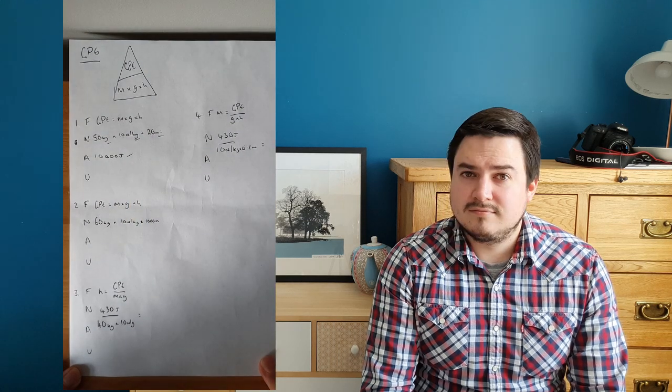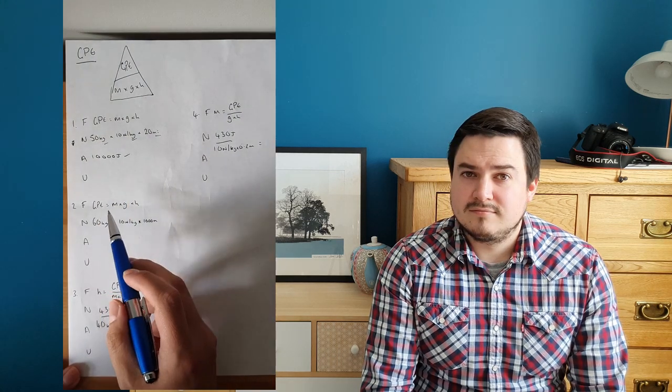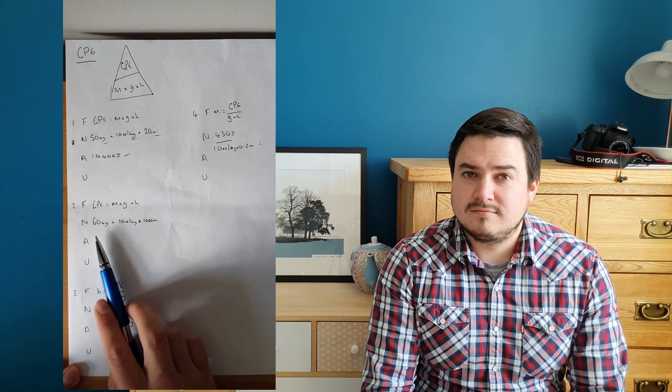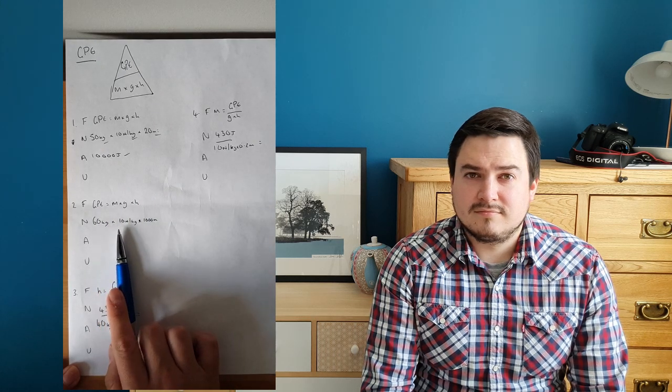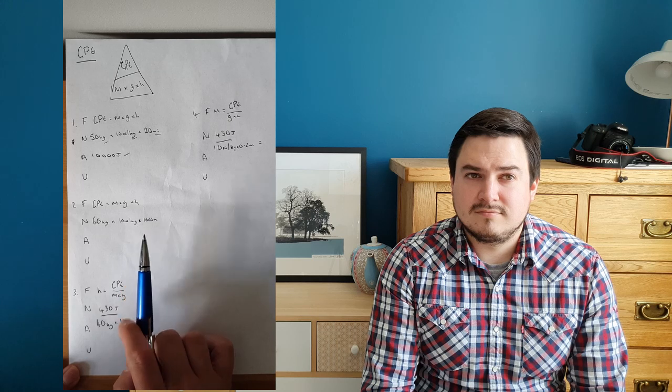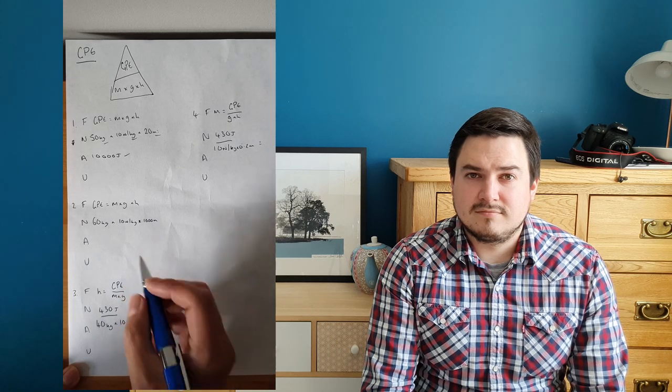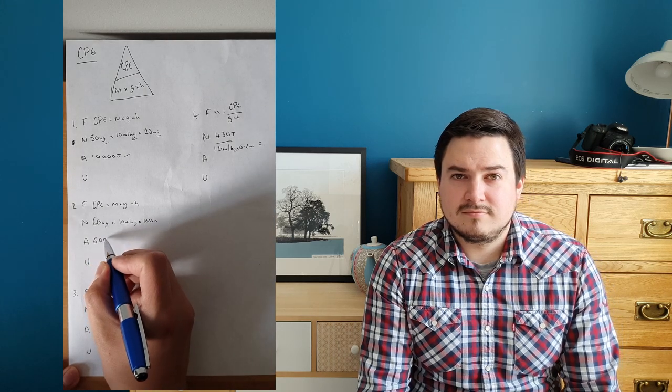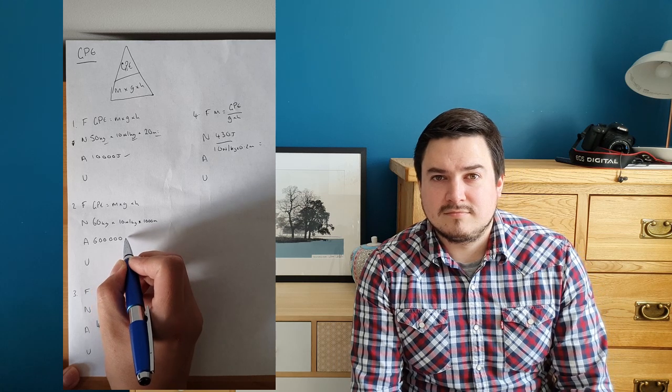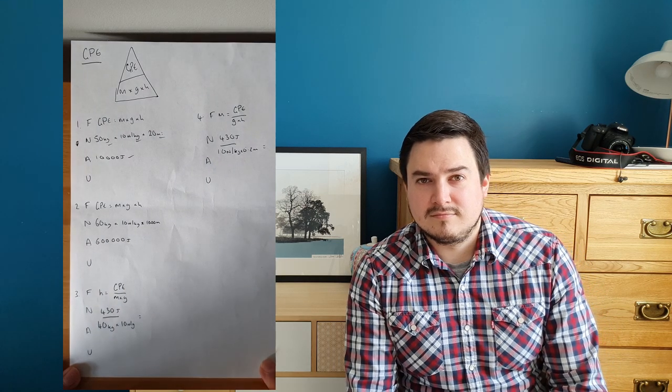For question 2, I've got the gravitational potential energy is the mass times the gravity times the height. I've got 60 kilograms is my mass times 10 newtons per kilogram, because we're on Earth, and times by 1,000 meters, which should give you 600,000 joules. Should be your answer to that one.